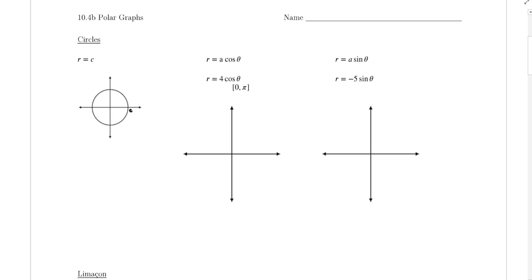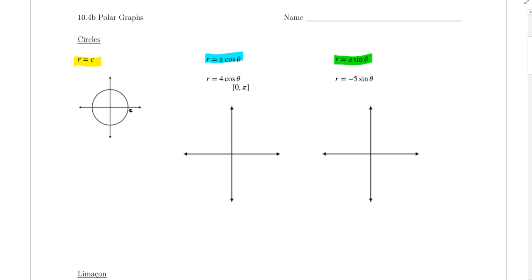So, if you recall from yesterday, our functions in polar that are going to give us circles, we have r equals a value c. That's going to give us circles of radius c centered at the origin. And if we have r equals some number times cosine or some number times sine, that is also going to give us some circles, but those ones will not be centered at the origin.